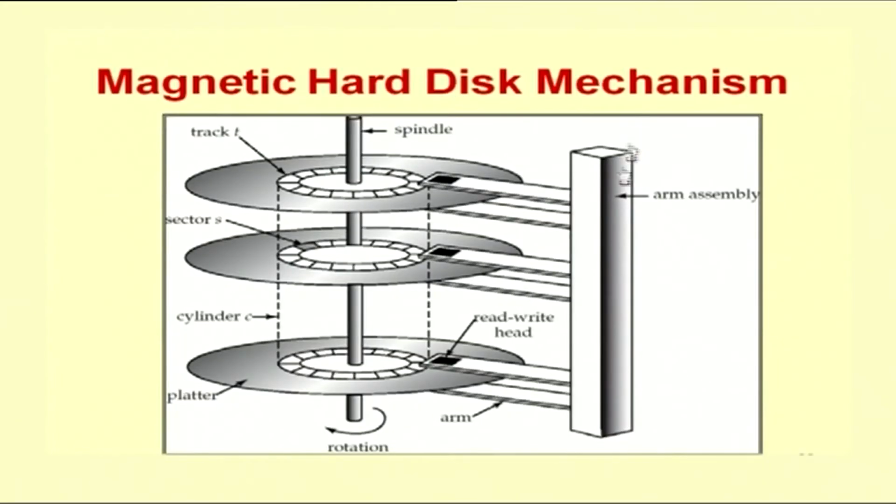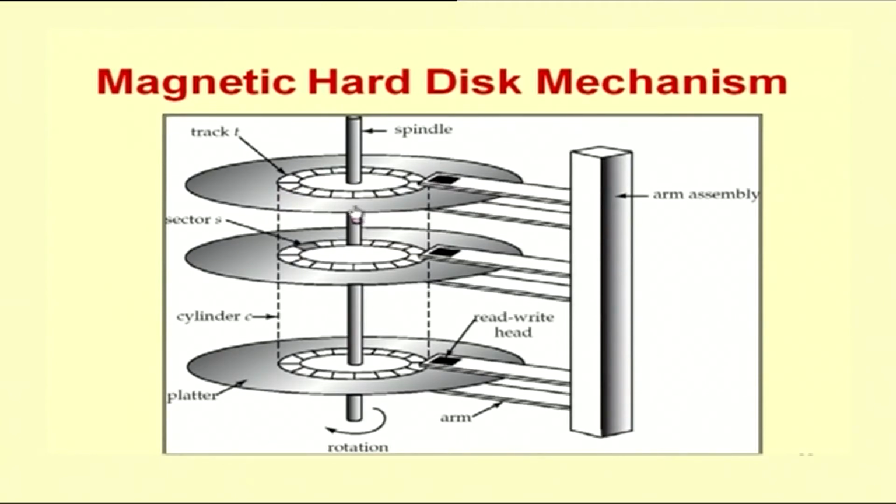So, this is a magnetic hard disk mechanism which you have, where you have the spindle which rotates, and you have the cylinder. Now, in the cylinder you have the platter and you have an arm. This is the read-write arm assembly. This is the read-write head that comes from that assembly. So, for each platter you have a read-write head, and this is the rotation of the spindle, and on each disk you have a track, and associated with the track you have a sector.